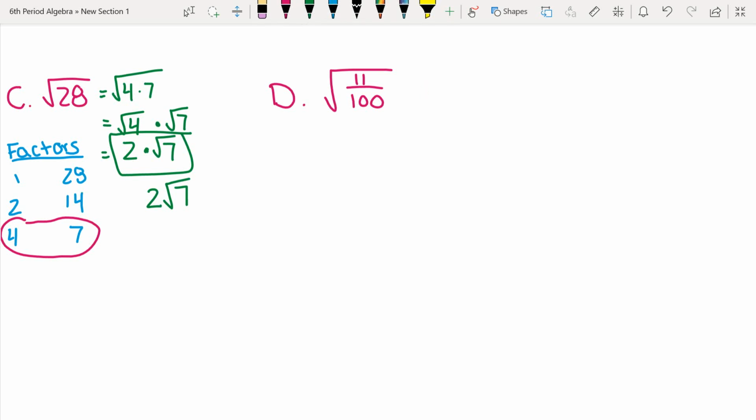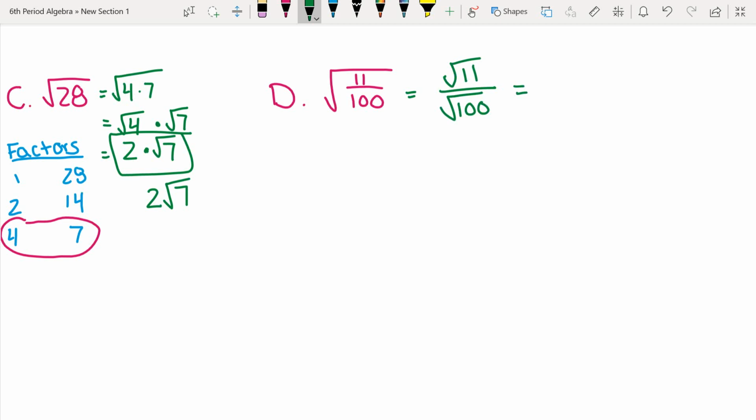Let's go to D. Well, D, you should have tried to look inside the square root house and see if you can simplify the fraction, and you can't. So then you immediately go to the properties from the beginning of the lesson, which says take the square root of the top number over the square root of the bottom.